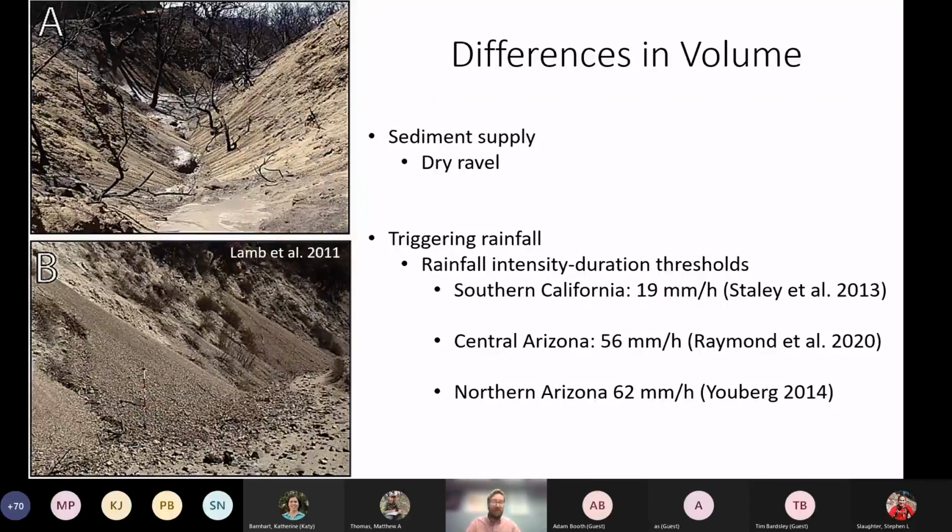And then finally, triggering rainfall intensity. Rainfall intensity duration thresholds developed for Southern California and Arizona are much different. This is the rainfall intensity needed over a 15-minute duration to trigger a debris flow. We see that value is about 19 millimeters an hour in Southern California and about triple that in northern Arizona. So you need more intense rainfall just to get a response, let alone a large debris flow.